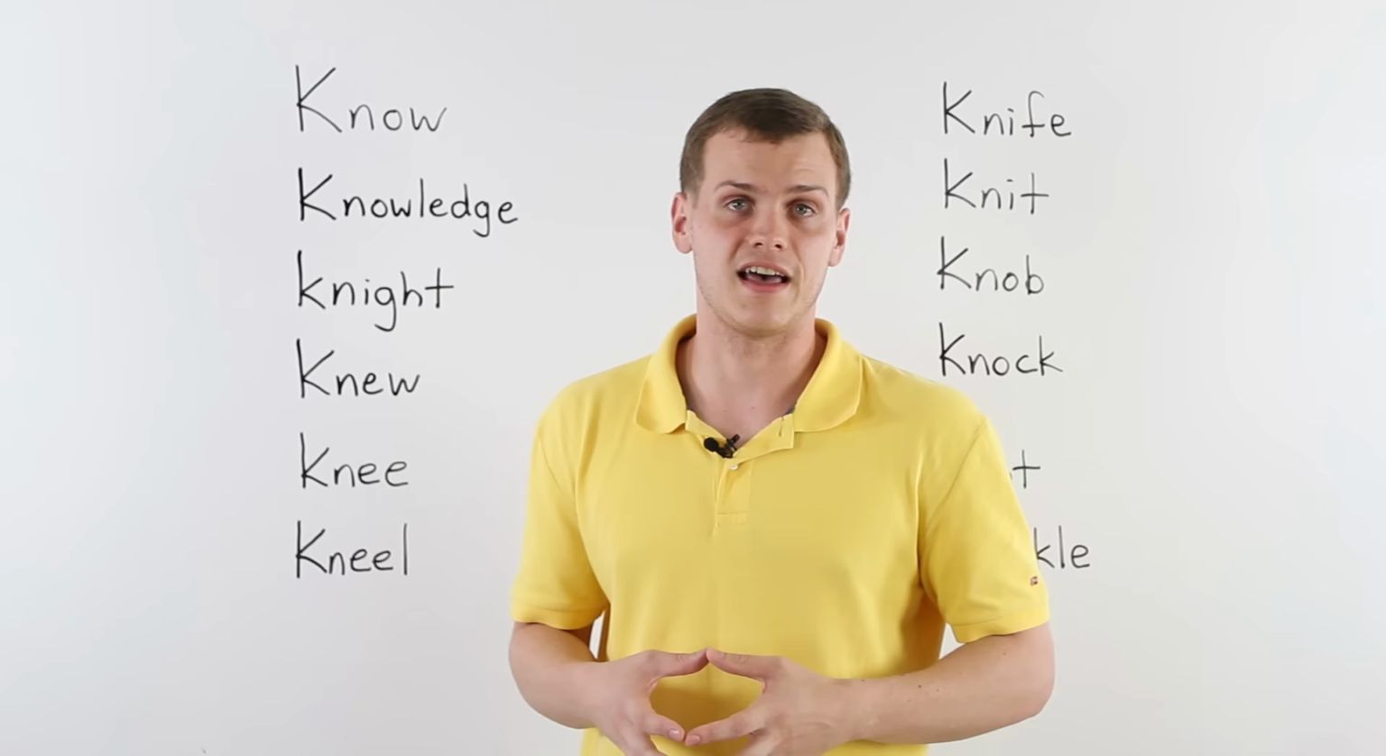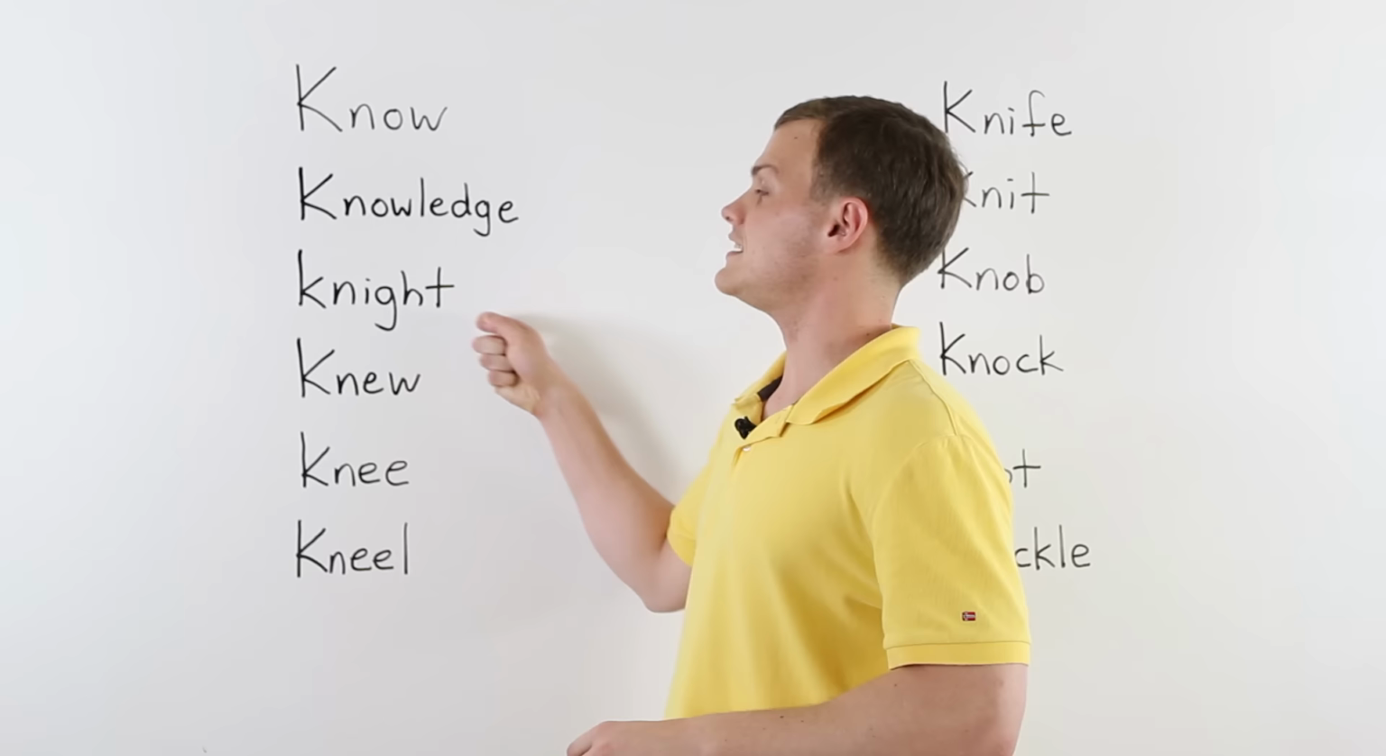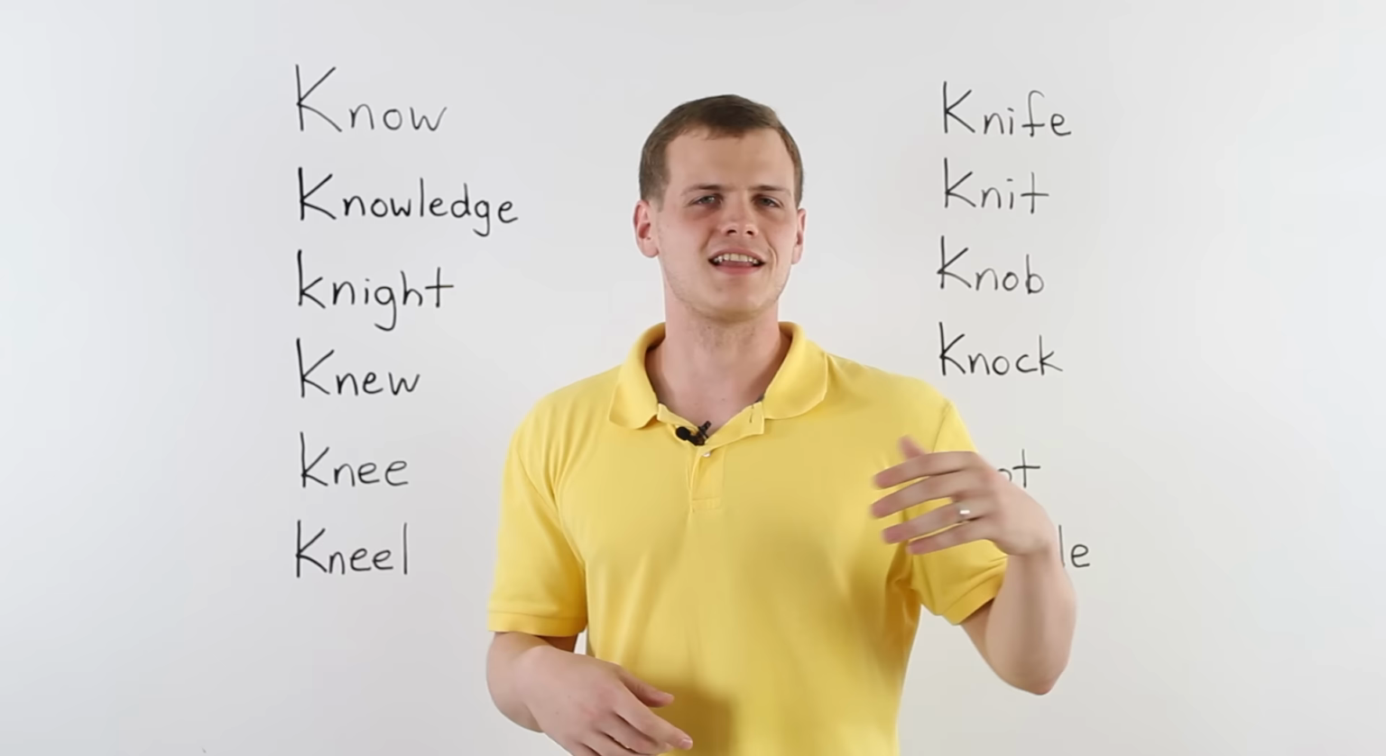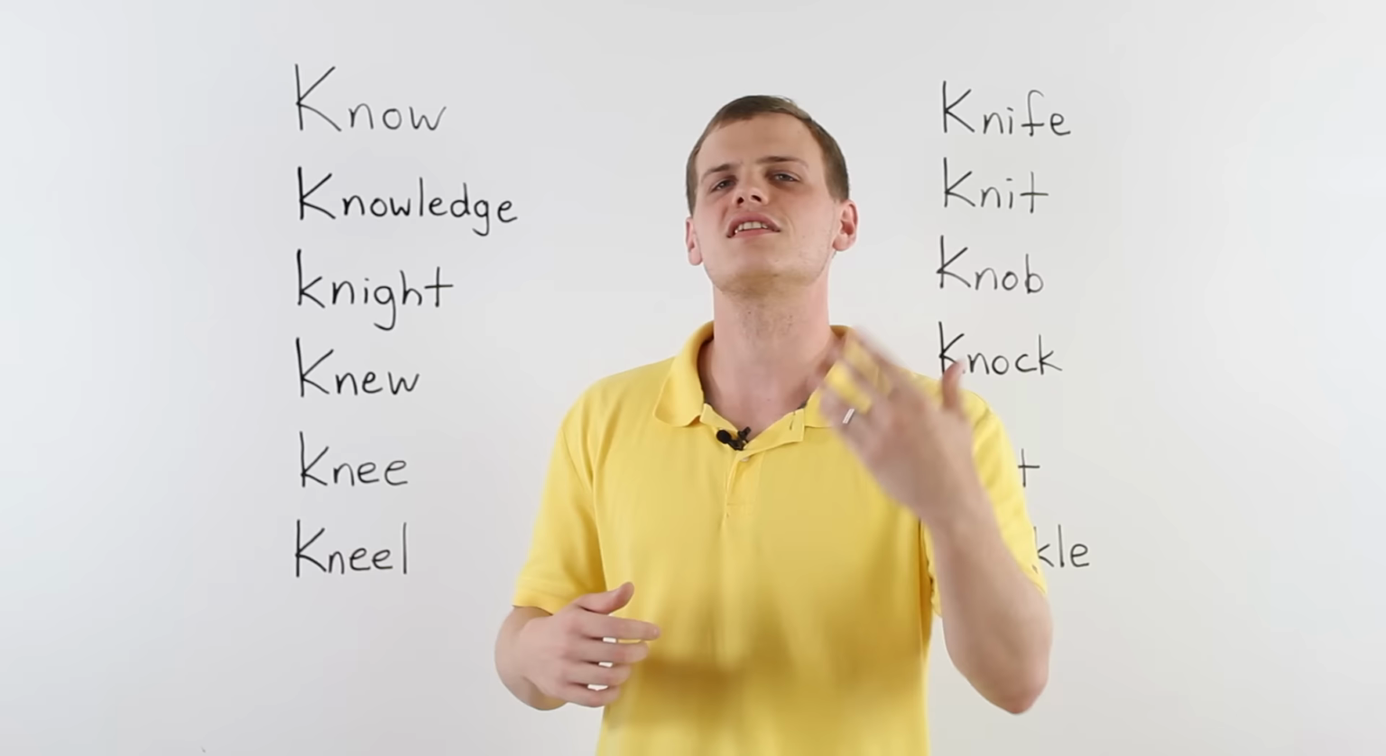All right, next, we have knight. Now, this is not nighttime, like, oh, day is finished. It's nighttime. Now, if there's a K here, this is like the old style in England, like King Arthur and his knights, and they wear the armor and fight with swords, that sort of thing. That's what that knight means.